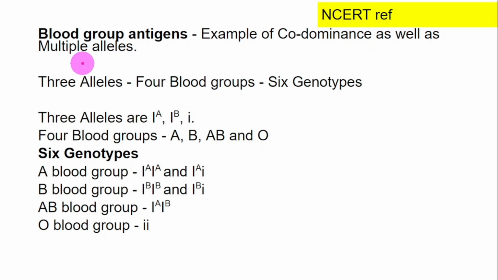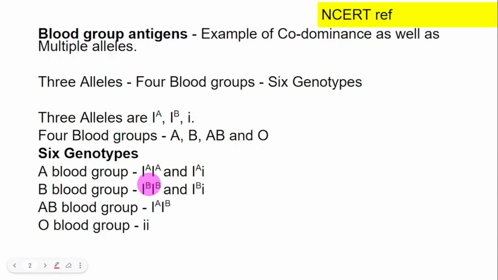Now, why multiple alleles? Because there are three alleles: the dominant A, the dominant B, and the recessive one. These three alleles code for the blood group antigen. It is called codominant because the A allele and B allele both can express in the presence of the other one. That means both are codominant. This one is recessive. And this is the reason if these two are present in a genotype like this, the blood group antigen becomes AB blood group antigen.